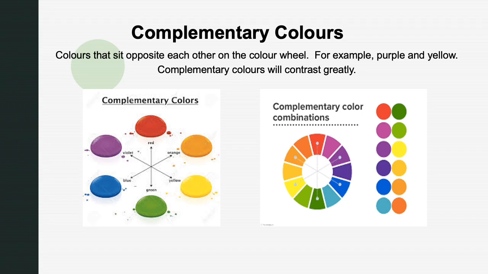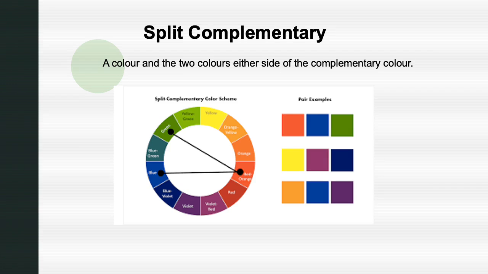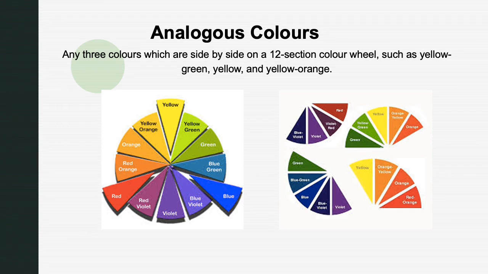Complementary colors. Colors that sit opposite each other on the color wheel, for example, purple and yellow. Complementary colors will contrast greatly. Purple and yellow are opposite to each other. Split complementary: a color and the two colors either side of the complementary color. Then analogous colors: any three colors which are side by side on a 12-section color wheel, such as yellow-green, yellow, and yellow-orange. These are analogous colors.